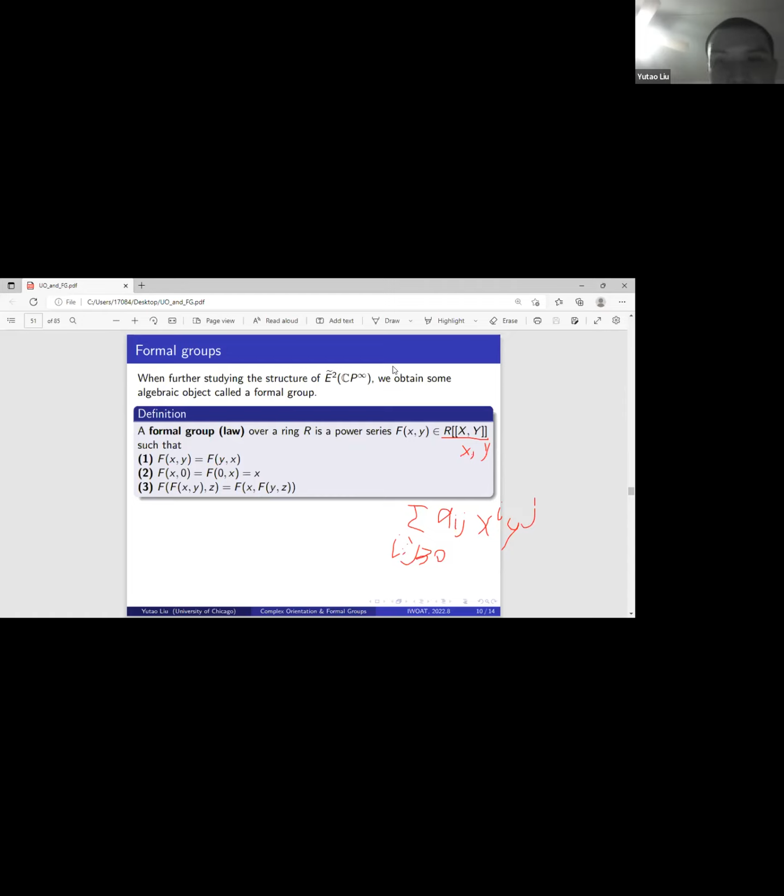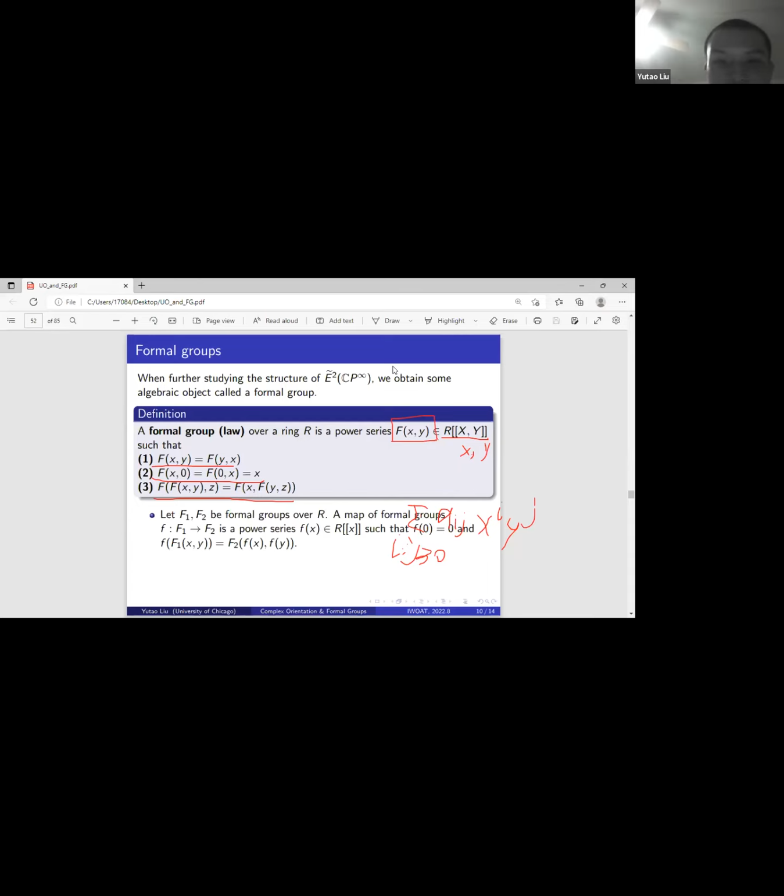So the formal group law is expressed by such power series, which satisfies the following three conditions. The first one is the commutativity. The second one is the unit property. The third one is the associativity. In other words, you can view this as a group product, which makes the series over R with two variables into a group, which may be one reason why we call it a formal group.